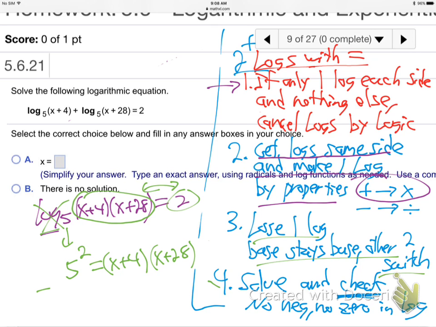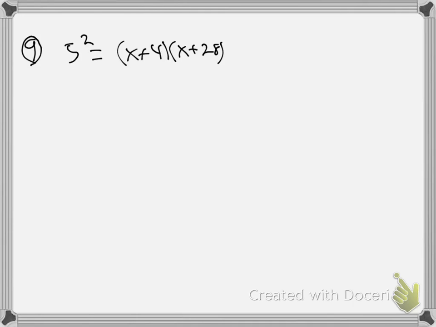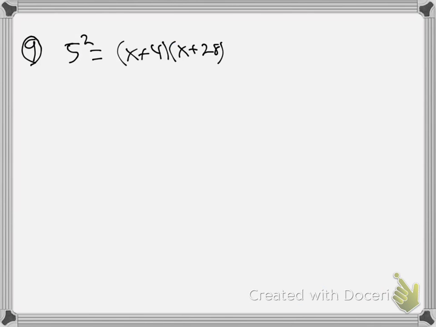All right, let me bring it up here. So actually, I think I'm just going to go to a fresh page if that's okay. So 5 squared equals x plus 4 times x plus 28. This is question number 9. All right, we're at number 9. So we're out of the logs. We're done with the logs. Now it just says on step 4, just solve this thing. Just solve it and check.